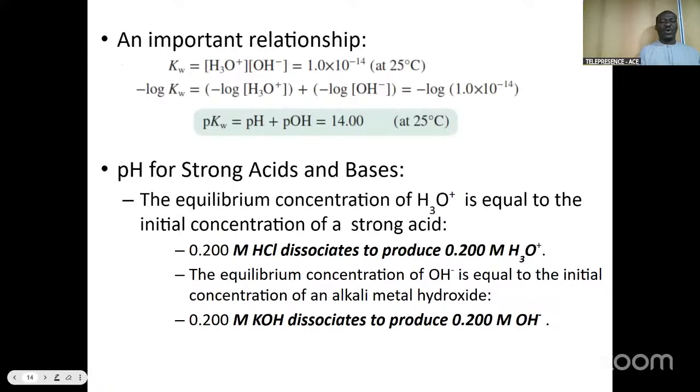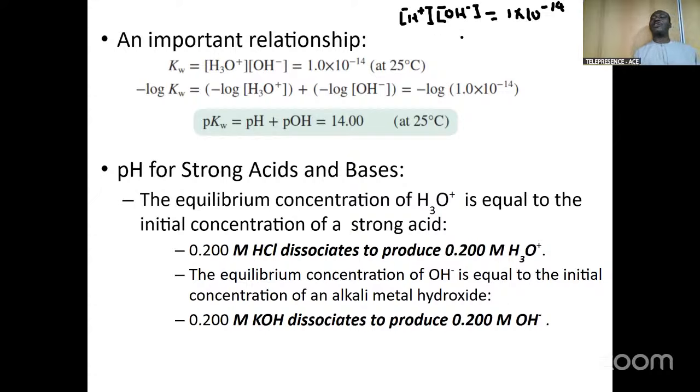Let's see how far we can go. All right, so we want to establish an important relationship. We have said that in any solution, the product of the hydrogen ion and the hydroxide ion concentrations is equal to 1 times 10 to the power of minus 14. Do you remember that?